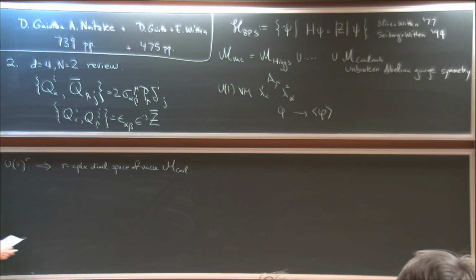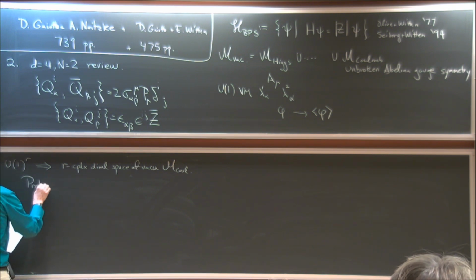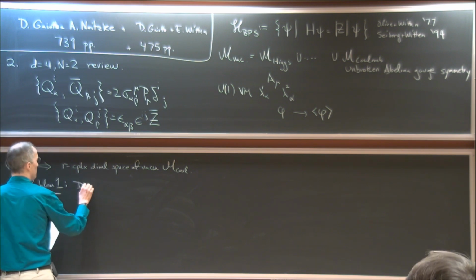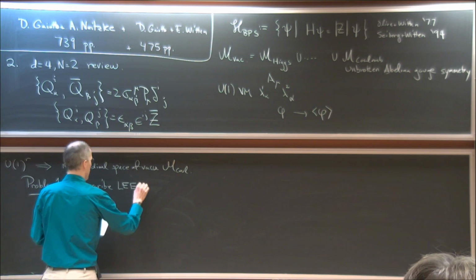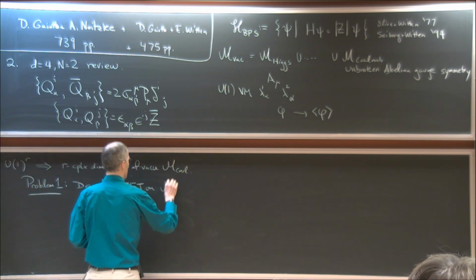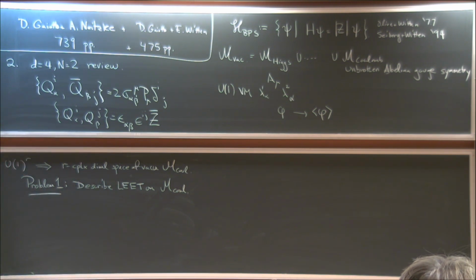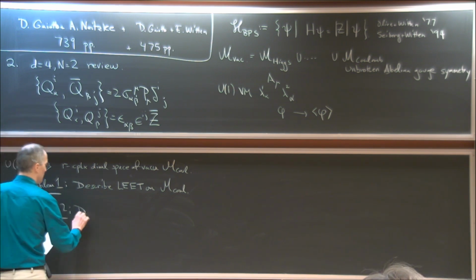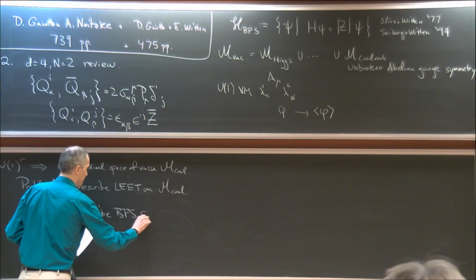Thanks. There are two basic problems you can think about. Problem one is to describe the low energy effective theory on M Coulomb. So you choose a vacuum on this Coulomb branch and you ask what is the low energy effective theory. And problem two is to describe the BPS states, or the BPS spectrum.